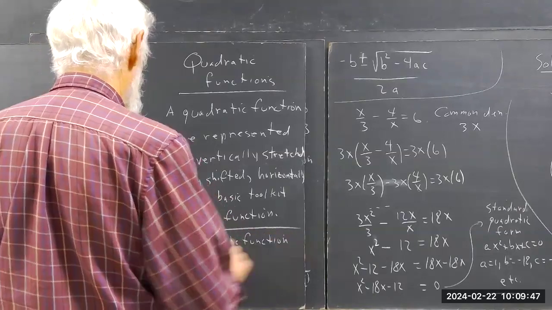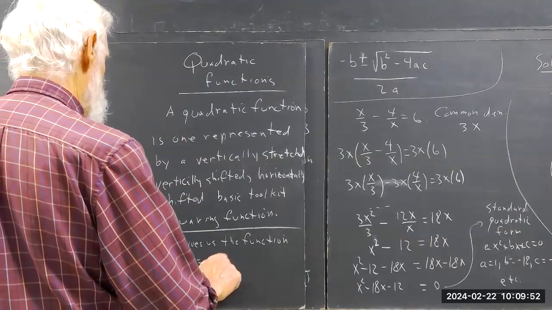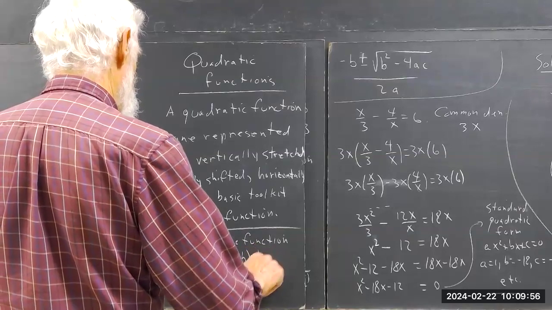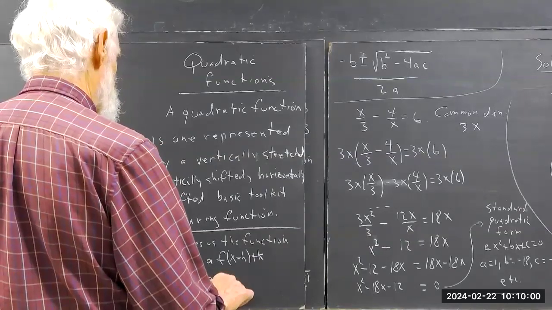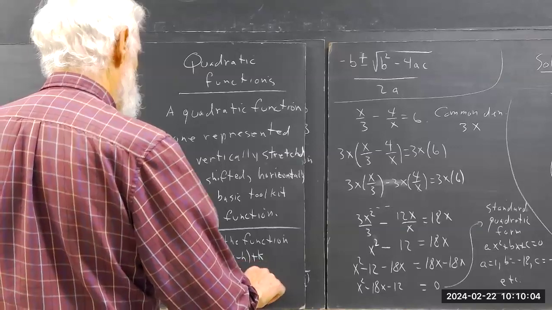This gives us the function g of x equals a f of x minus h plus k, equals a times x minus h squared plus k.